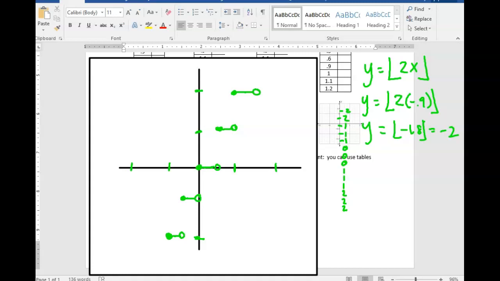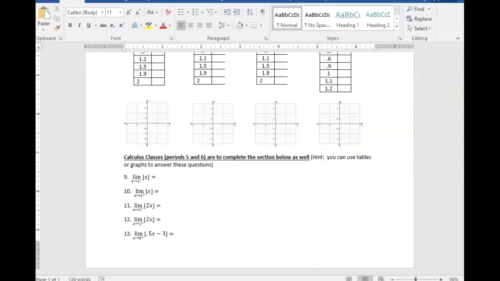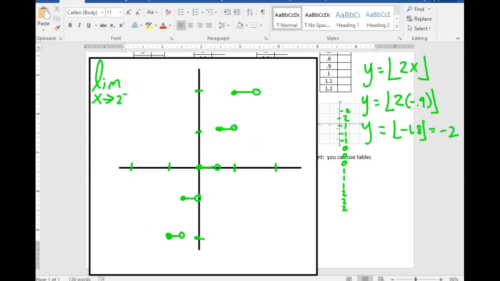Now for 11 and 12, we're being asked to find the limit as x approaches, wasn't it 2 from the left? Can't remember now. Let me bring it back. I lost it. Oh, we're approaching 1. Sorry about that. So we're looking for the limit as x approaches 1 from the left.